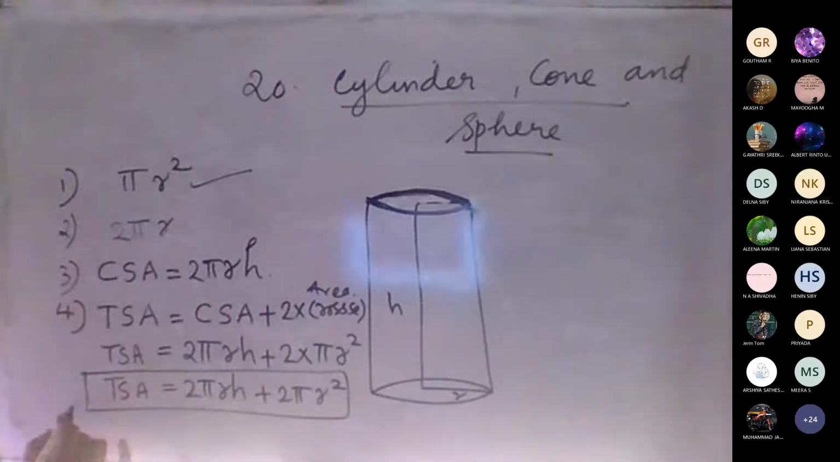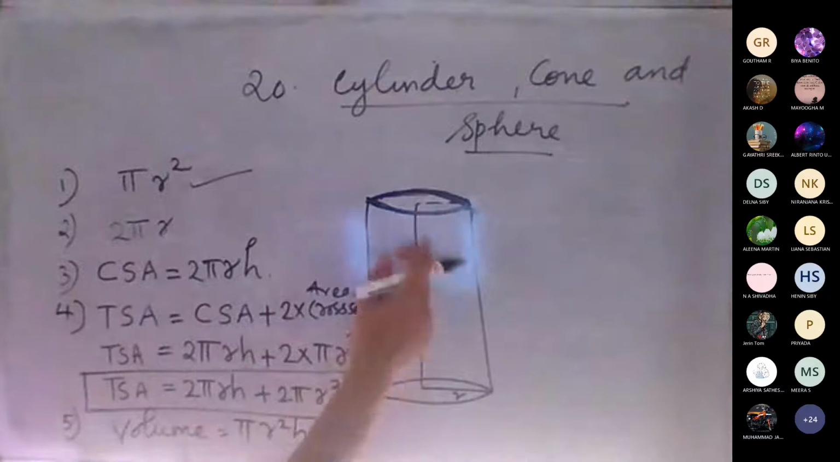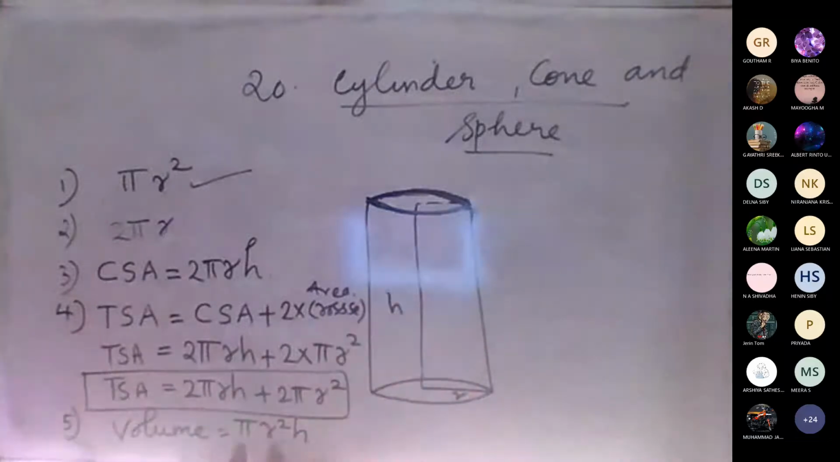Then fifth one is the volume of the cylinder. Volume is equal to pi r square into height h. The volume of the cylinder is pi r square h.